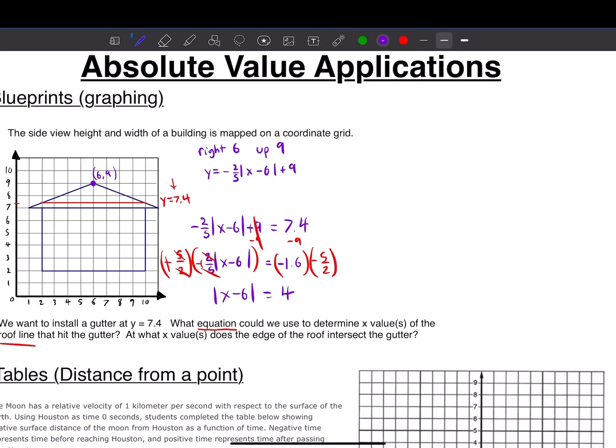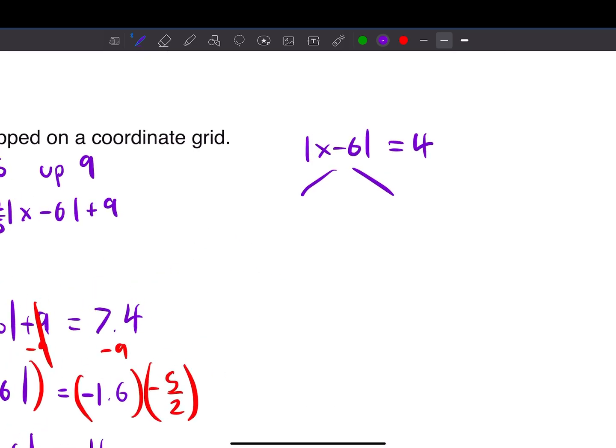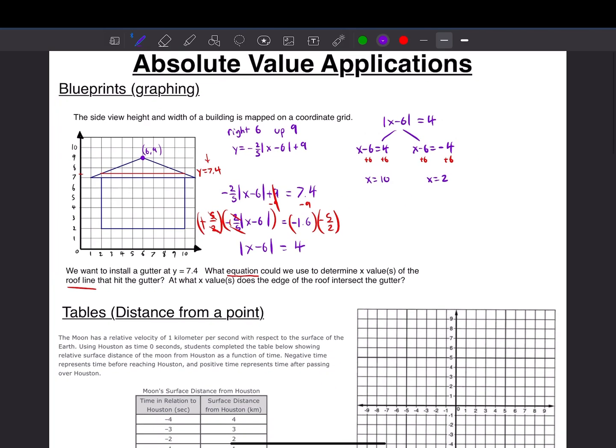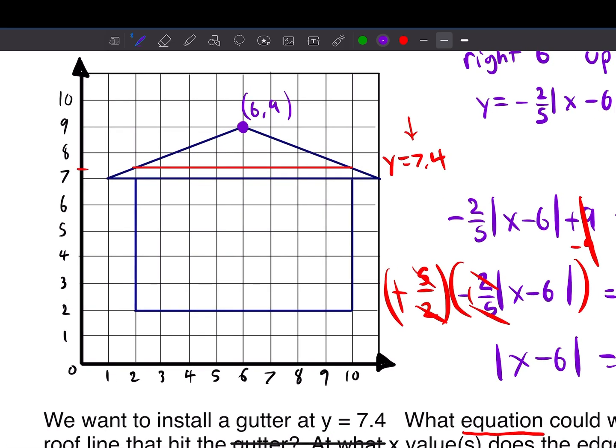We take the absolute value of x minus 6 equals 4, and split it up into its two possibilities. This is how we get rid of absolute value bars. We say x minus 6 equals the original, 4, and x minus 6 equals negative 4, the opposite. Solve for x by adding 6, and we get x equals 10, and x equals 2. So where does the gutter hit the roof line? Turns out I made this problem perfect, in that it will hit exactly at the side of the building at 2 and at 10. That's where we intersect.